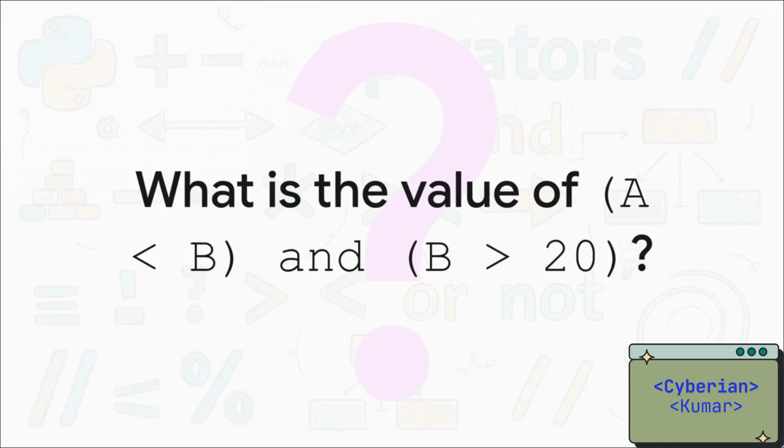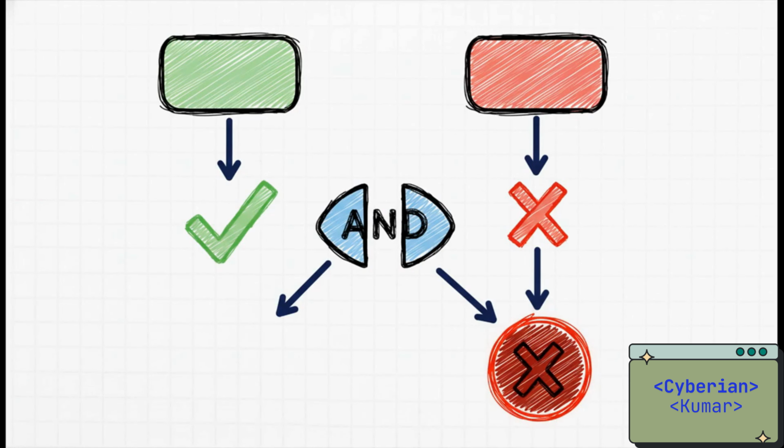So let's try it out. If A is 5 and B is 10, what's the value of this expression here? Is A less than B, and is B greater than 20? Think it through. And the answer is false. So let's break that down. Python looks at the first part. Is A less than B? Well, 5 is less than 10, so that's true. Then it looks at the second part. Is B greater than 20? 10 is not greater than 20, so that's false. Since we used and, we have a true and a false, which means the whole thing comes out false.